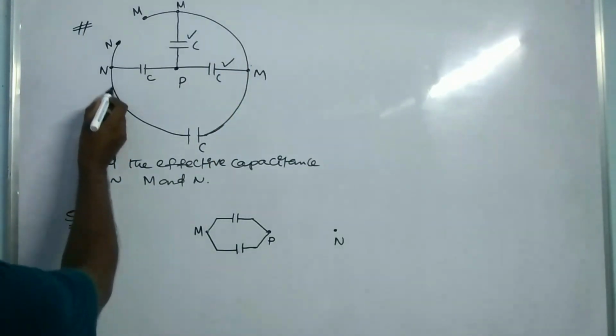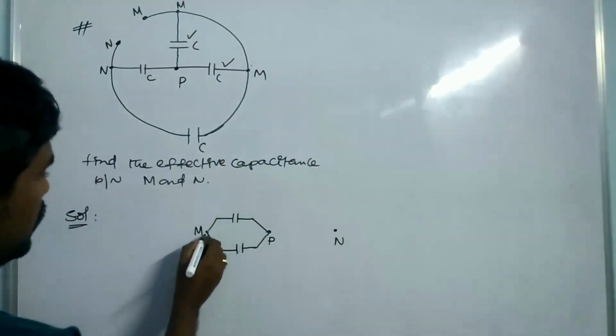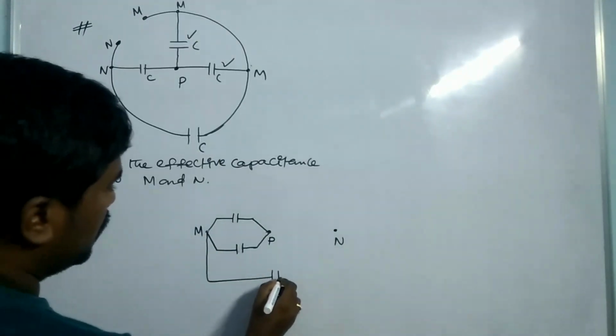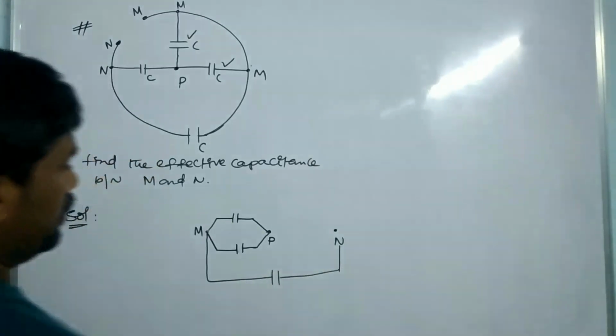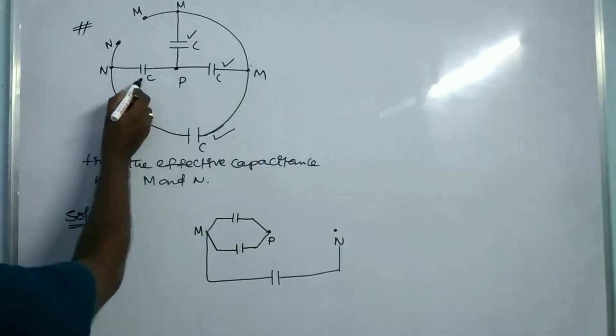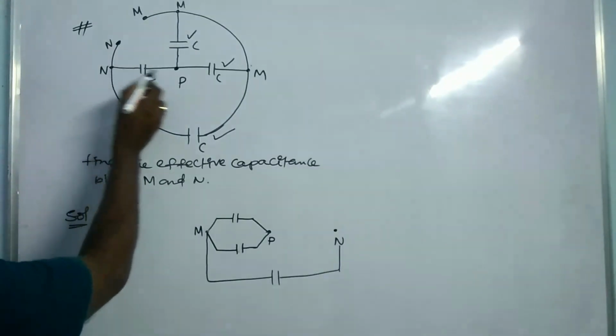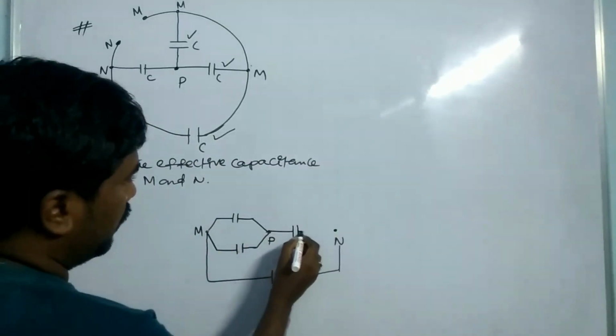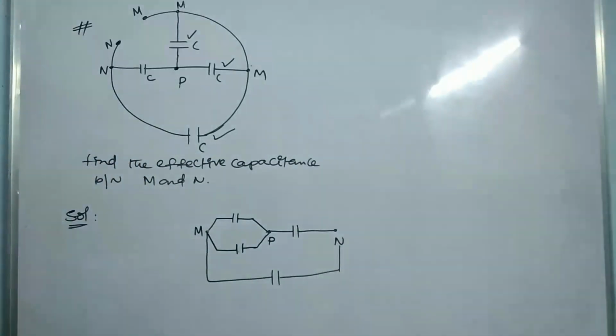And one more capacitor from N to M or M to N. So this is the capacitor which is N to M here. Clear? This was also completed. The remaining capacitor is this one. So this capacitor is between N to P or P to N. So P to N there is a capacitor here. Clear? How can we solve this?